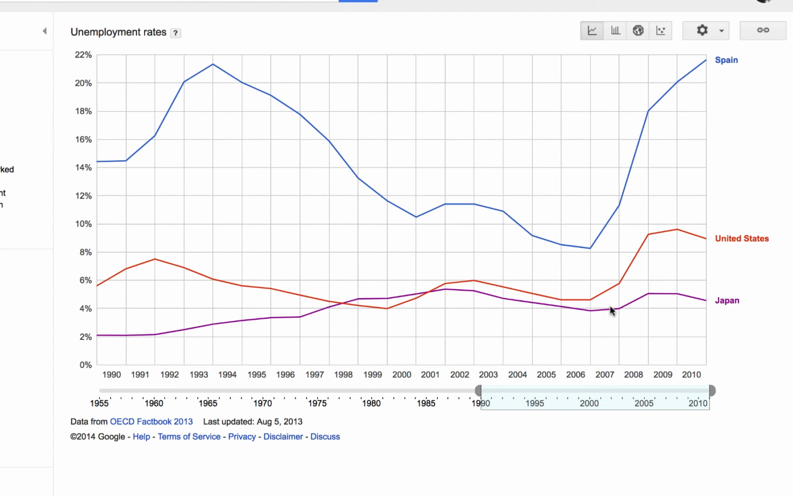So we have 3 different countries with 3 different natural rates of unemployment. What are the characteristics of different countries that might explain why some countries have higher NRUs than others? And what could cause a country's natural rate of unemployment to change over time? That's what we're going to talk about next.